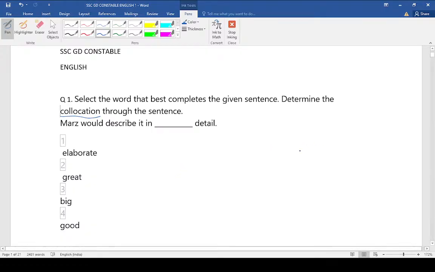So here, for example, "rather than" is one example. Here we are uttering two words together. Like that, whenever we take two or more words together, it is known as a collocation. So, our first question: "Merge would describe it in dash detail." First of all, the word here is merge.